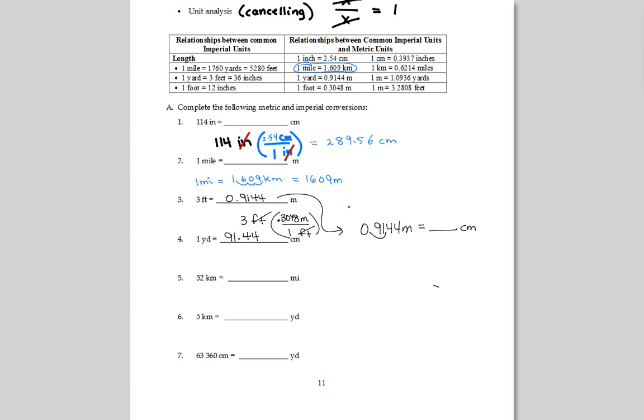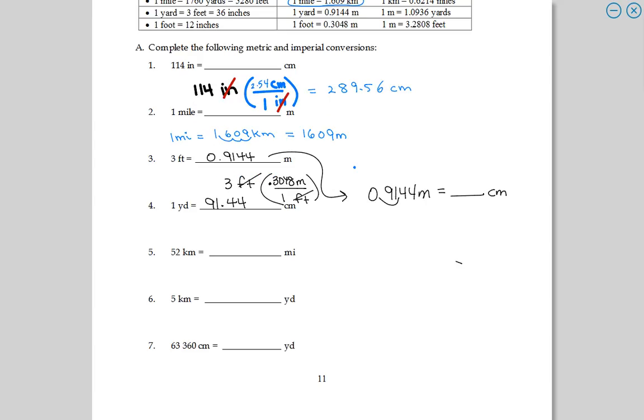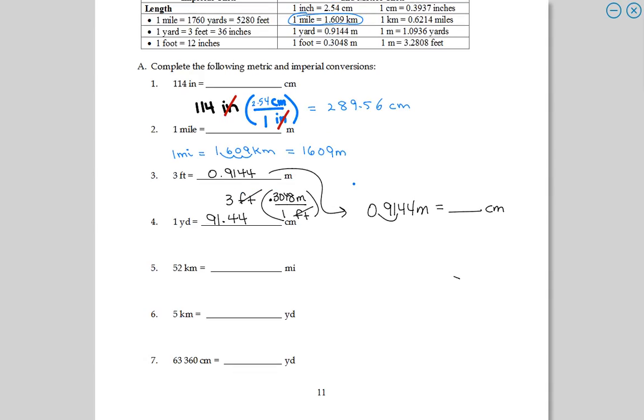So for number 5, I want kilometers to cancel. So I need to multiply by a conversion factor that has kilometers in the bottom and miles in the top. Then the kilometers cancels and I'm left in miles. So all I need is to look at my chart and find a relationship between miles and kilometers. You have 2 choices, here and here.